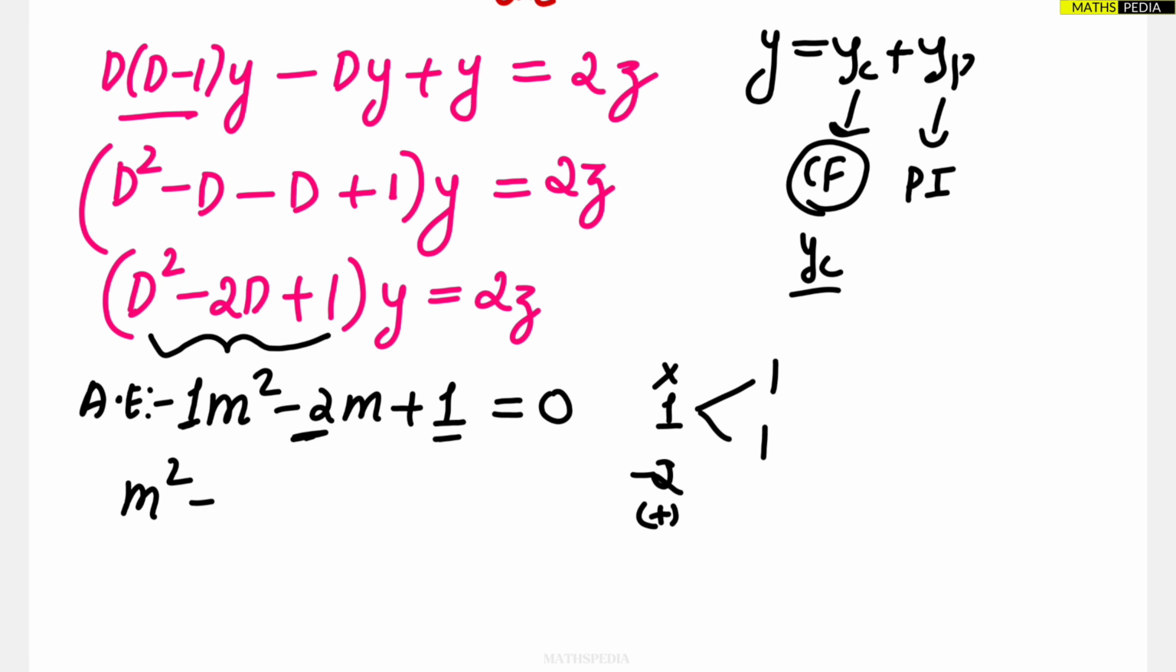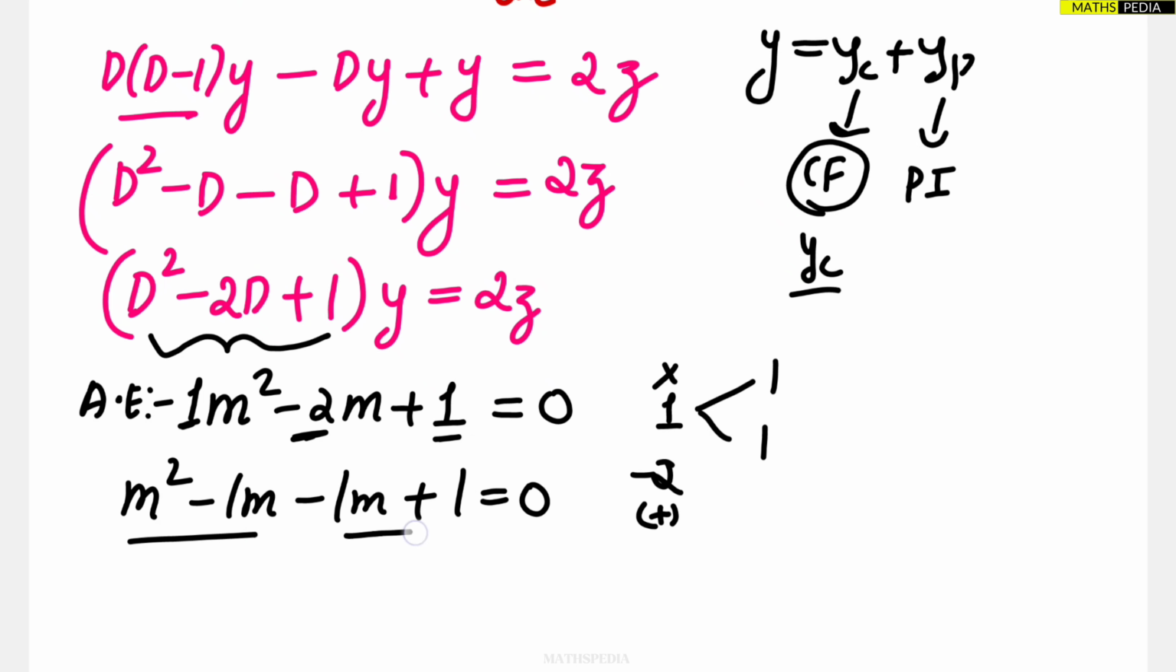So m square minus 1m minus 1m plus 1 is equal to 0. Why have I taken minus 1m minus 1m? Because minus 1 and minus 1 will give you minus 2, right? Minus 1 into minus 1, we multiply, we will be getting plus 1. Right, so this is satisfied.